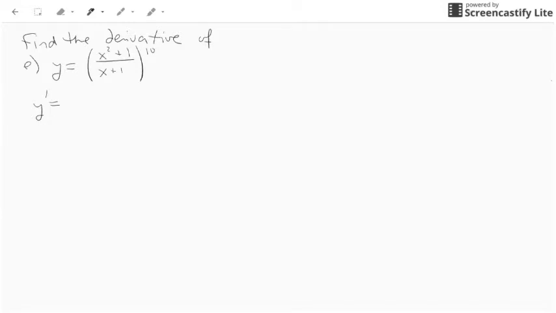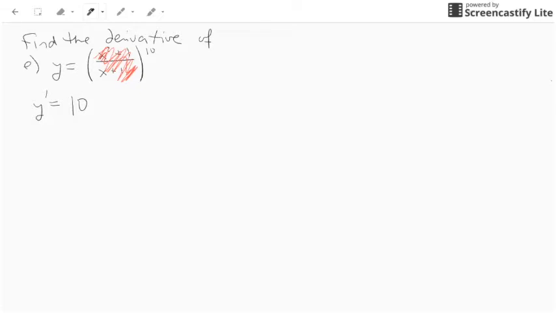I'm going to take the derivative of whatever's inside here to the 10. And so actually what I'm going to do here is cover this all up. It's going to be this right here to the 10. So red splotch to the 10. And so the derivative of that is going to be 10 multiplied by that all to the 9.